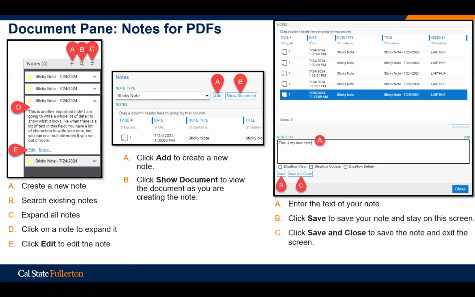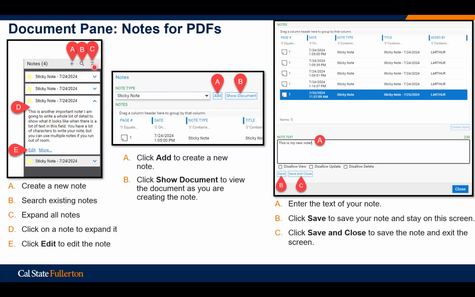So for PDFs, if you want to create notes or you want to view notes, you'll see there's a plus sign there that will allow me to create a new note if I have permission to do that. I can also search the text of these notes. So if there's a lot of notes and I'm looking for a particular one that has a particular text in it, I can search for that.